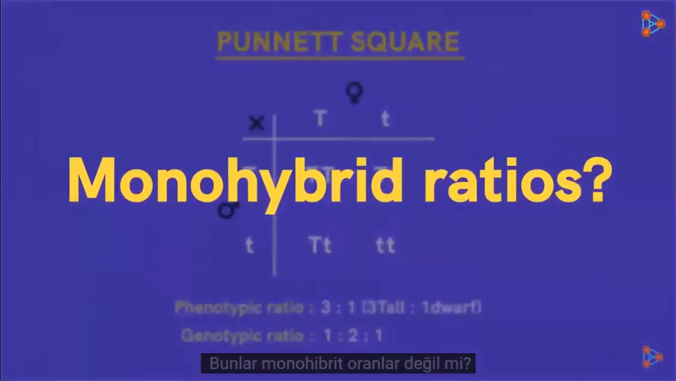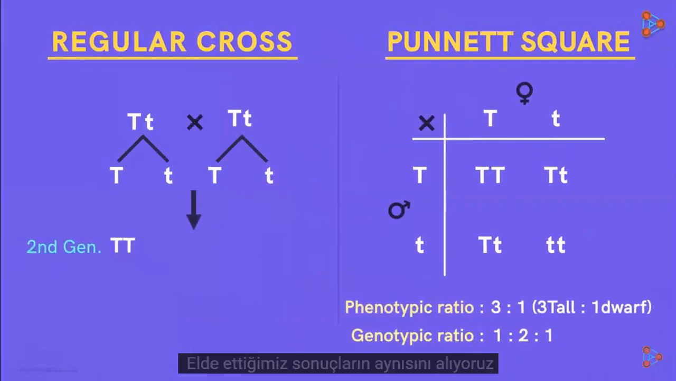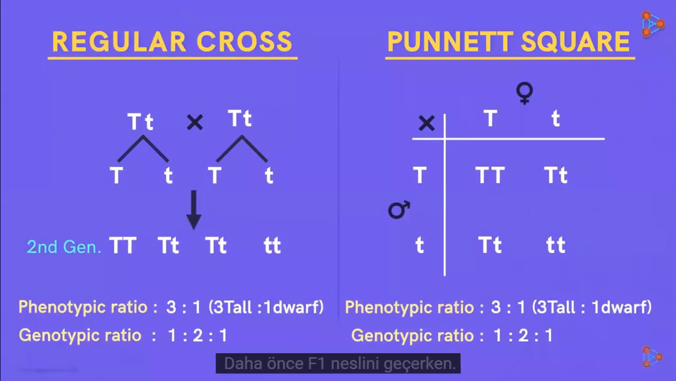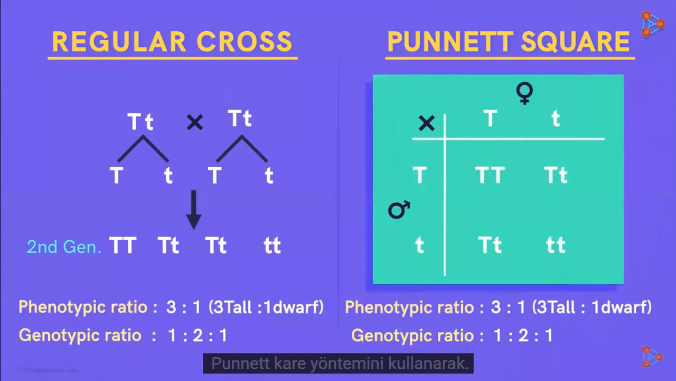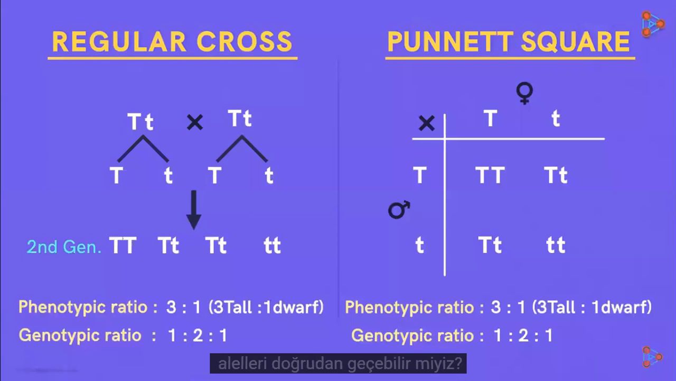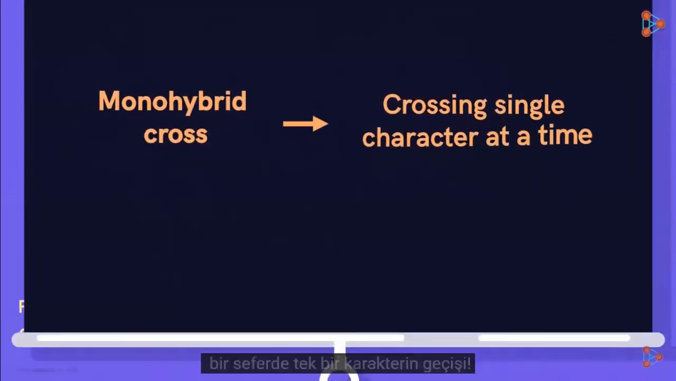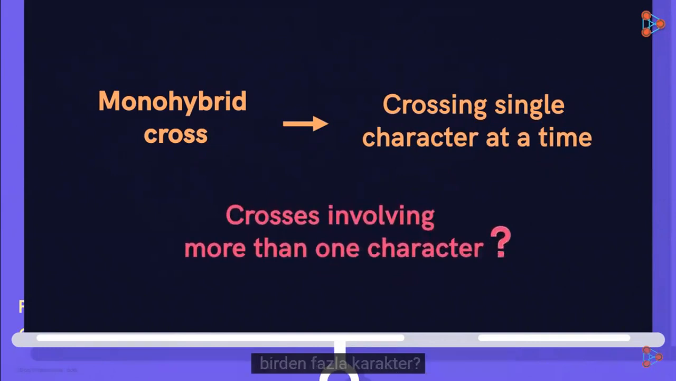Aren't these the monohybrid ratios? Yes, they are. We get exactly the same results that we obtained on crossing the F1 generation previously. So, this is how monohybrid cross can be carried out using the Punnett square method. Can you guess why this method is used when we can cross the alleles directly? Yes, of course we can find it directly. But that's because a monohybrid cross involves the crossing of a single character at a time. Hence, it's easy. But what about the crosses that involve more than 1 character?